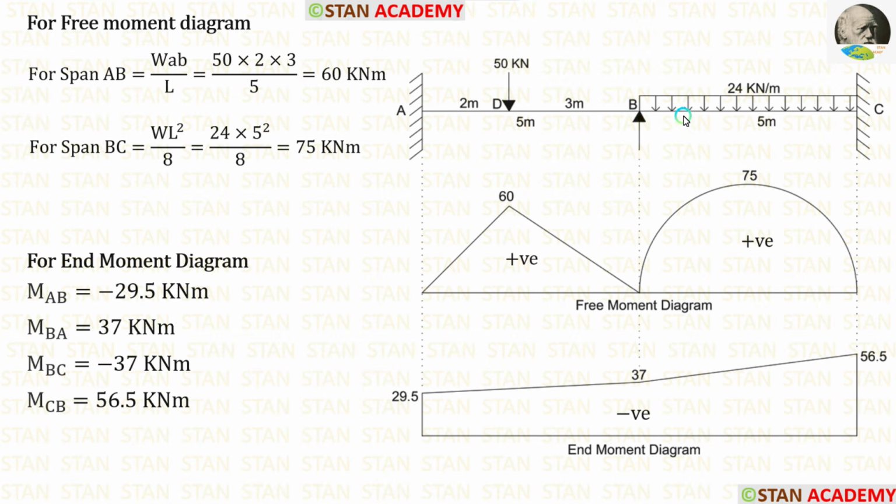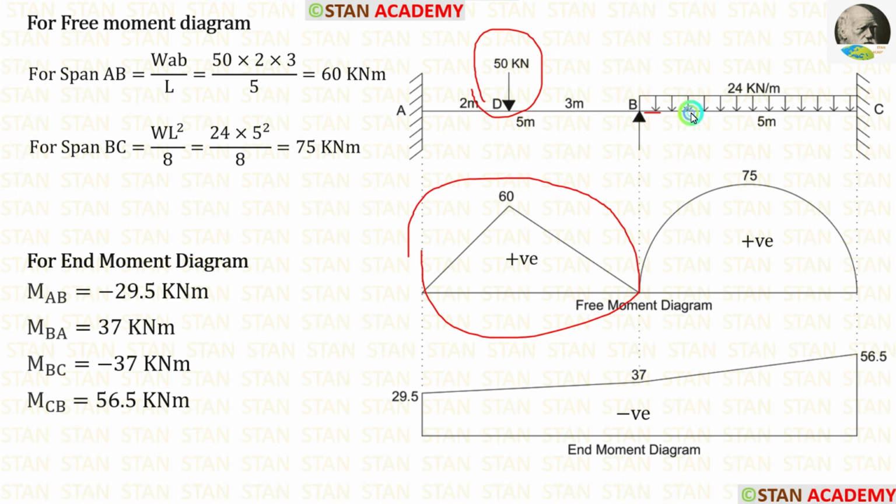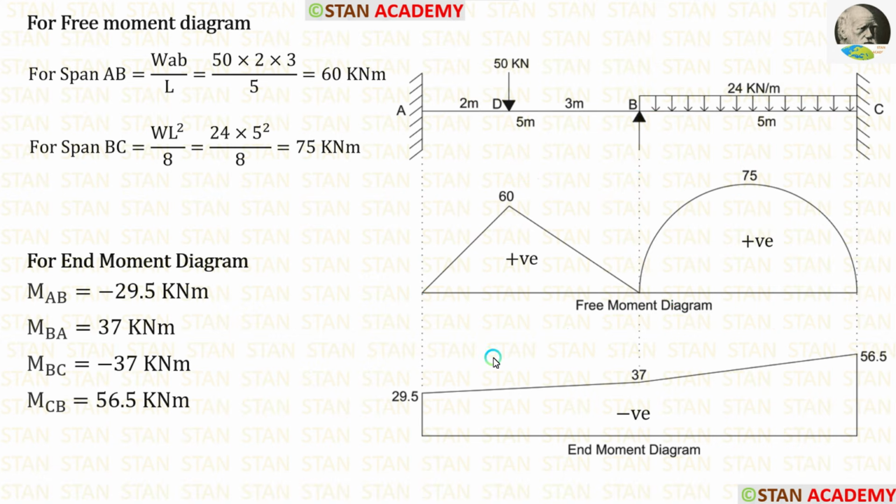If UDL is acting for the full span in a simply supported beam, the formula for the maximum bending moment in the center is WL square upon 8. Here W is 24, L is 5. Finally, we are getting 75 kN meter. We know that when the point load comes, the diagram will be in a triangular shape. When the UDL is acting, the diagram will be in a parabolic shape.